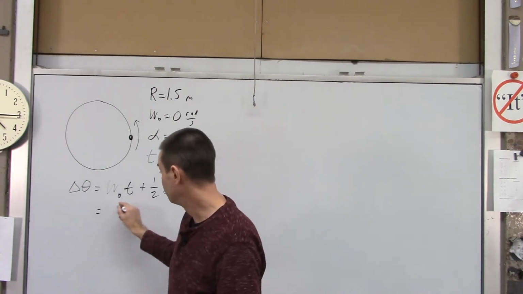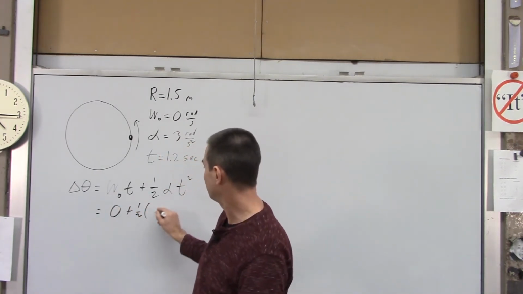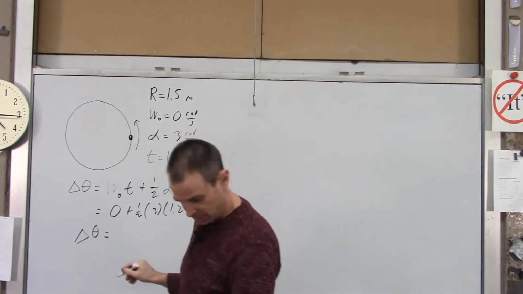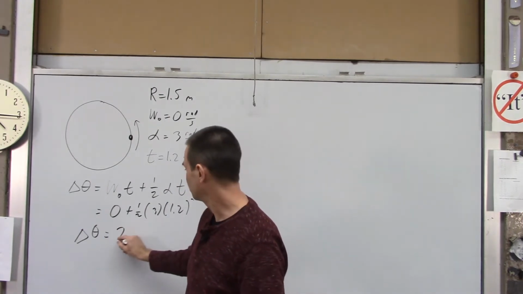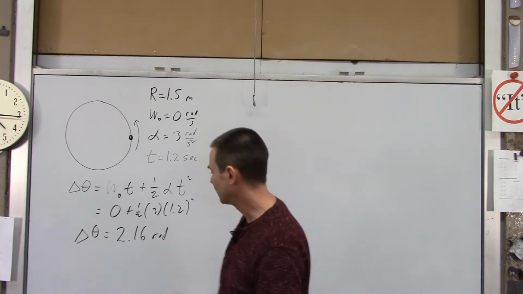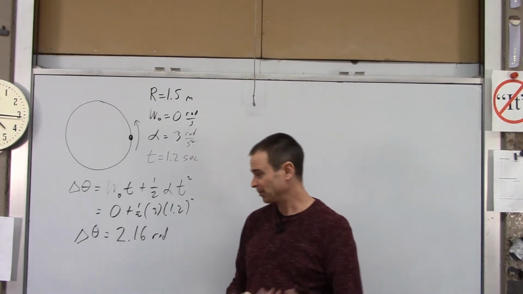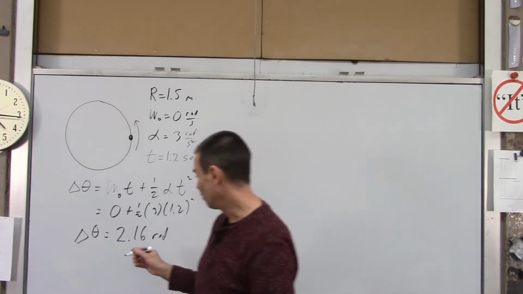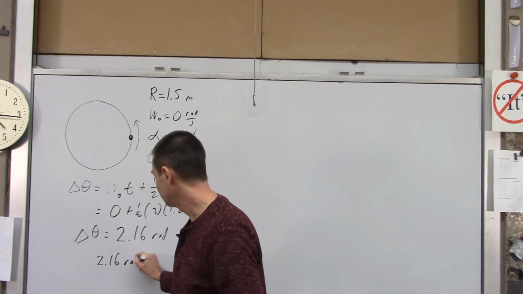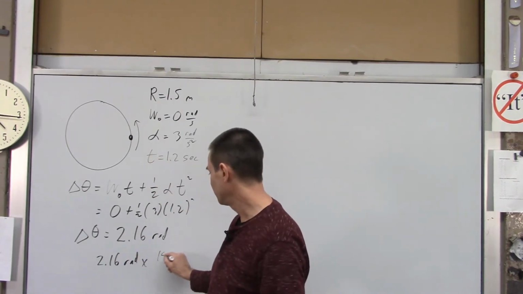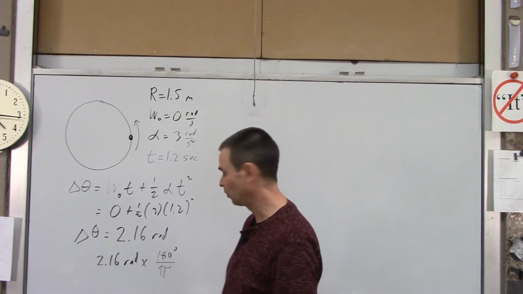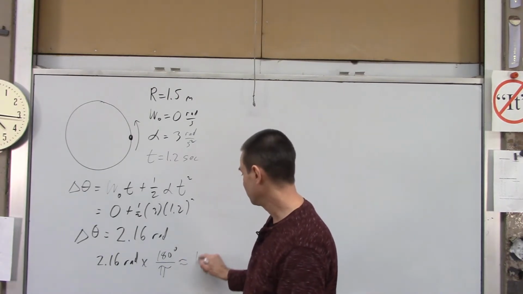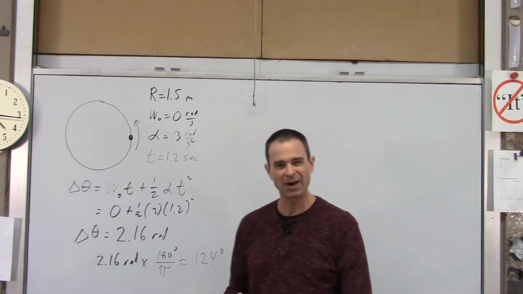So we've got 0 plus 1/2 times alpha, which is 3, times t, which is 1.2 squared. So you get delta theta is 2.16 radians. Some of you probably know radians really well. For the rest of us, I like to convert that to degrees so I kind of know where I'm at. Taking 2.16 radians times 180 degrees in pi radians, or 360 degrees in 2 pi, a full circle, either way you'll get approximately 124 degrees.